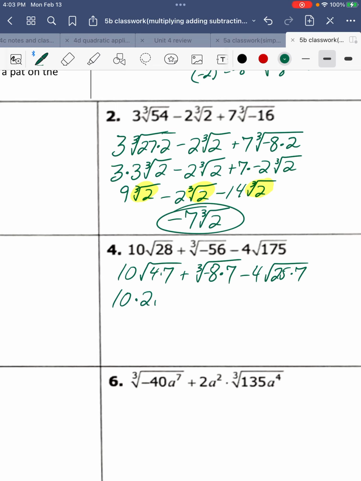So we have 10 square root of 4, which is 2, square root of 7. We're going to bring a negative 2 out. Cube roots of 7. Minus 4 square root of 25, which is 5, square root of 7.